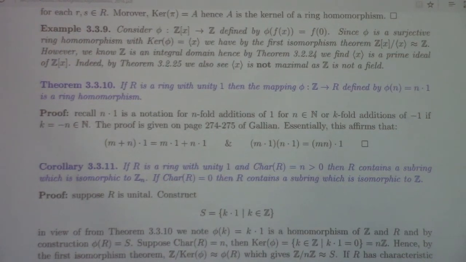Okay, so the next theorem. If we have a ring with unity, then the mapping from the integers to the ring defined by phi of n is n times 1. So basically the mapping is, give me n, and then I'm going to take the 1 in the ring, and I'm just going to add it: 1 plus 1 plus 1 plus 1 plus 1 plus 1, n times. That's the map. That's what this notation means, right? Remember we talked about this?